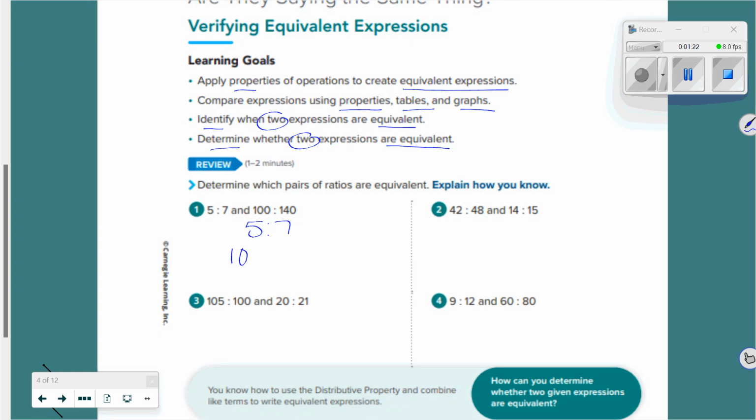5 to 7 is equivalent to 100 to 140. See if you can multiply 5 by something and get to 100. See if you can multiply 7 by something to get to 140. Okay, so what am I multiplying 5 by to get to 100? 20. And 7 to 140? 20. Are they equivalent? Yes, because I'm multiplying by the same number. It says, explain how you know.